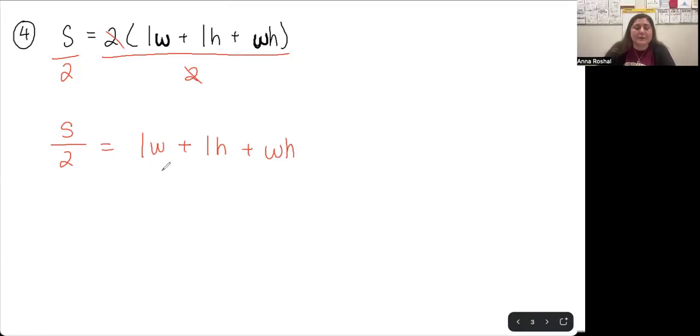Then the next thing that we want to do is we actually want to get these W's, these guys right here, together on the same side. So I'm going to go in and I'm going to subtract this length times width from both sides.